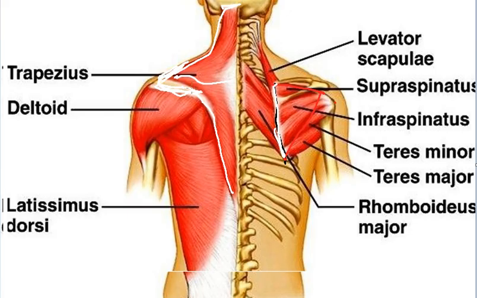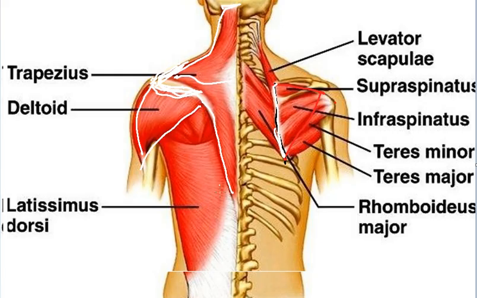So trapezius has an insertion inside the clavicle, acromion, and the spine of the scapula, while deltoid has an attachment outside, on the lateral one-third of the clavicle, the acromion, and the spine of the scapula. Here you can see the posterior component of the deltoid muscle.